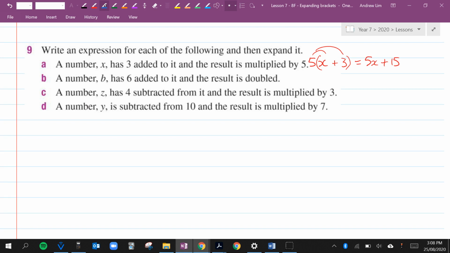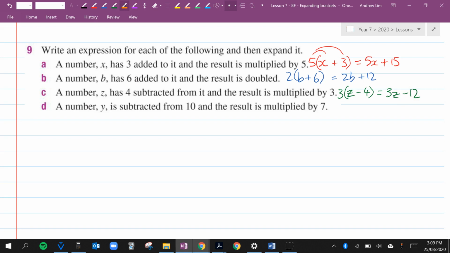Okay, question B. Let's have a go with this. A number B has 6 added to it, and the result is doubled. So we multiply it all by 2. 2 times B is 2B, 2 times 6 is 12. Question C. A number Z has 4 subtracted from it, and the result is multiplied by 3. 3 times Z is 3Z. 3 times negative 4 is negative 12.